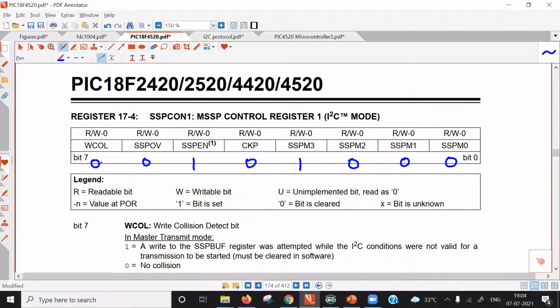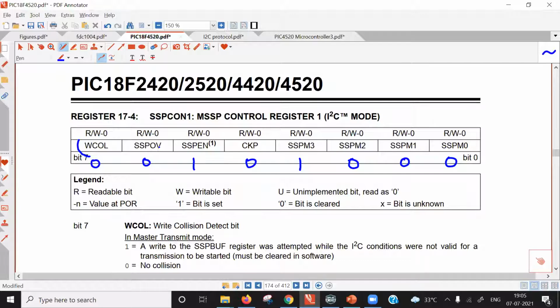So what is the meaning? In multi-master mode, this first bit indicates collision condition. WCOL, COL stands for collision. So write collision detect bit. Whenever collision is detected, it is reflected in this bit, and it is in which mode? Master mode. Other bit is SSPOV.